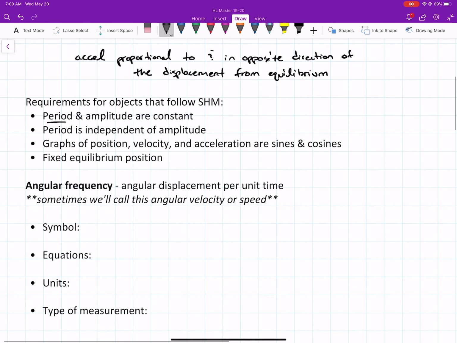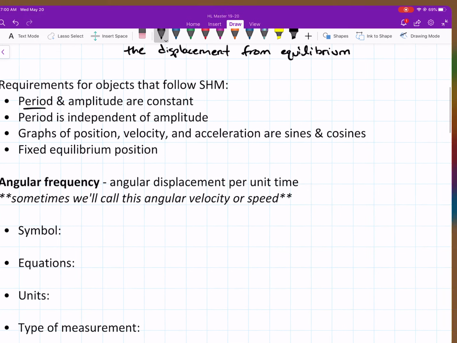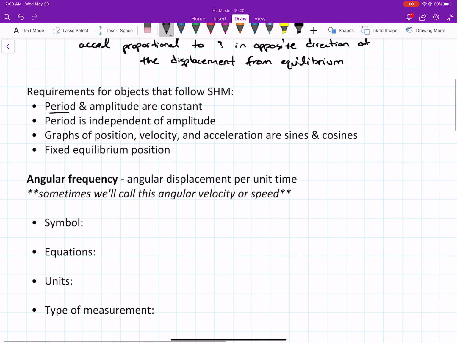We also know that the graphs of position, velocity, and acceleration are sines and cosines. That's what we looked at in lesson 2. And also one really important thing is that the equilibrium position has to be fixed. So for a pendulum, for example, we want to make sure that the top location is not moving anywhere. We don't want that equilibrium location to be moving around. If it does, then it's no longer simple harmonic.